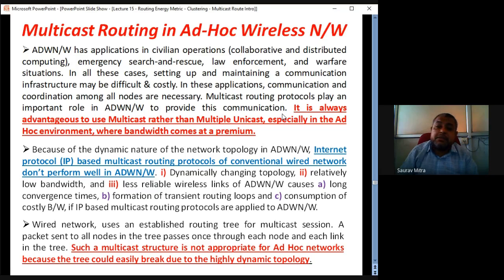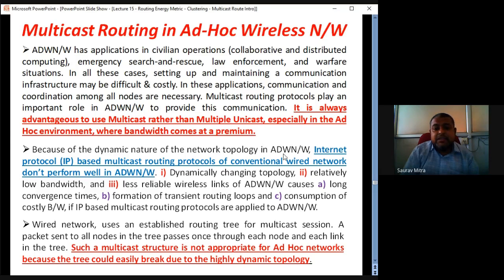So multicast network is actually the backbone of any ad hoc wireless network. It is always advantageous to use multicast network rather than many unicast networks. That means one sender to many receivers or many senders to many receivers at the same time. So many sender to many receiver, or multicast, is the best way of saving time, and it's actually adding a dynamic property to the whole network.